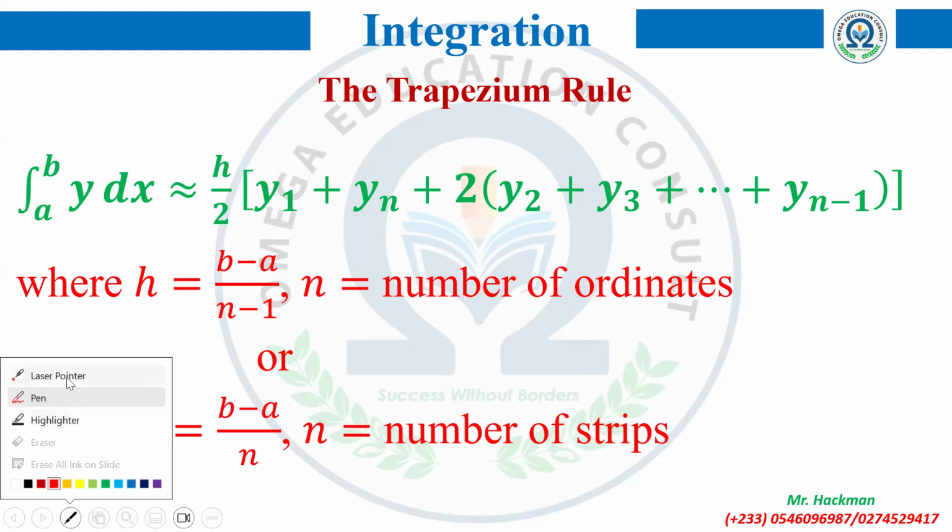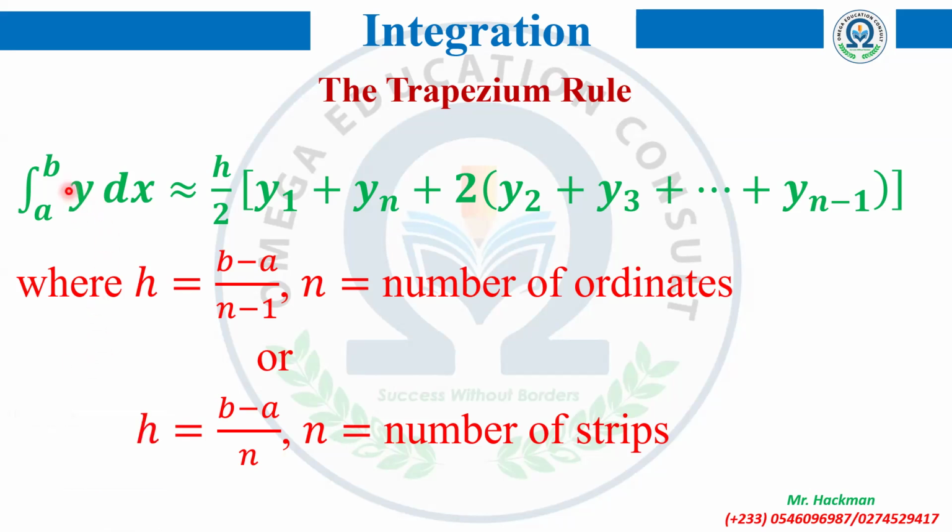The trapezium rule is usually used to find the area bounded by a curve and the x-axis between two limits, or a certain interval. However, this particular rule will give you an approximated value, not the exact value of the area. That is the reason why you can see that here we have the integral from a to b of y dx.